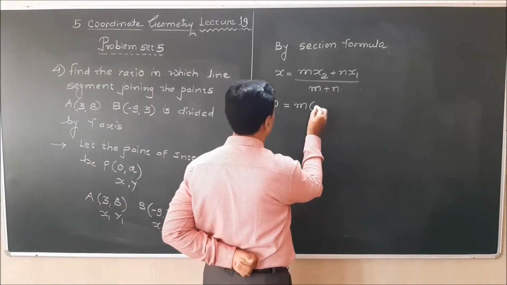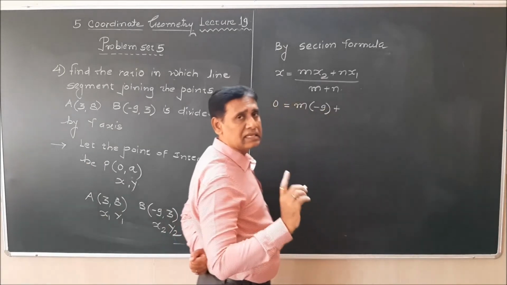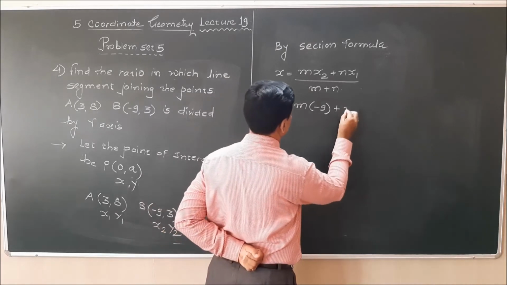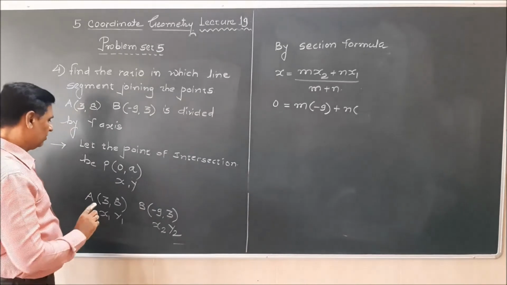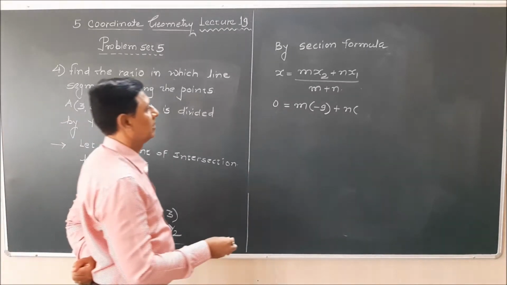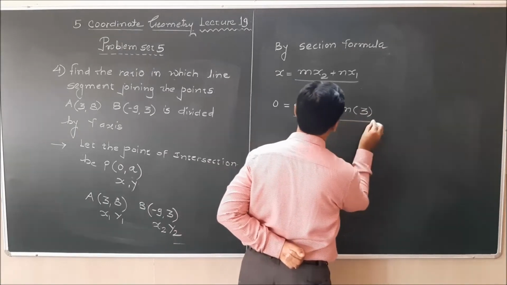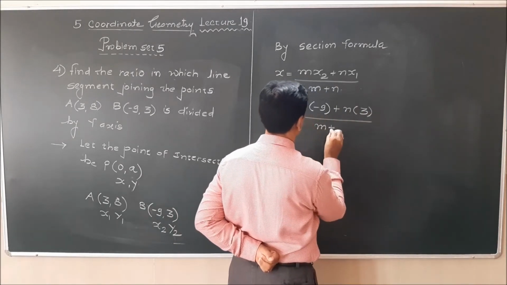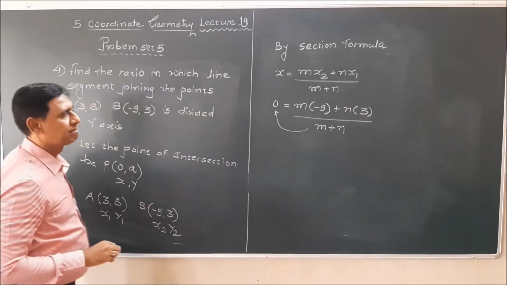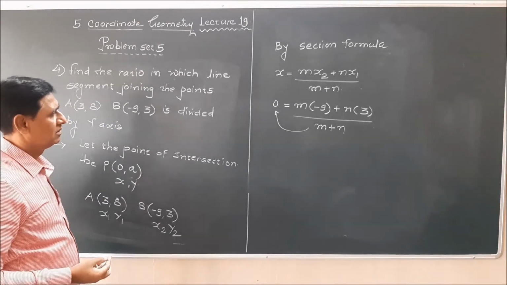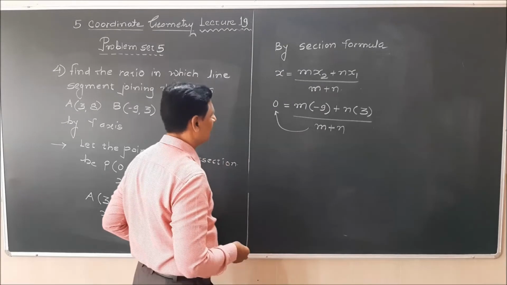So minus 9 plus nx1, n also as it is. But value of x1 is 3, upon m plus n. So what happened now? 0 is equal to minus 9m plus 3n upon m plus n.